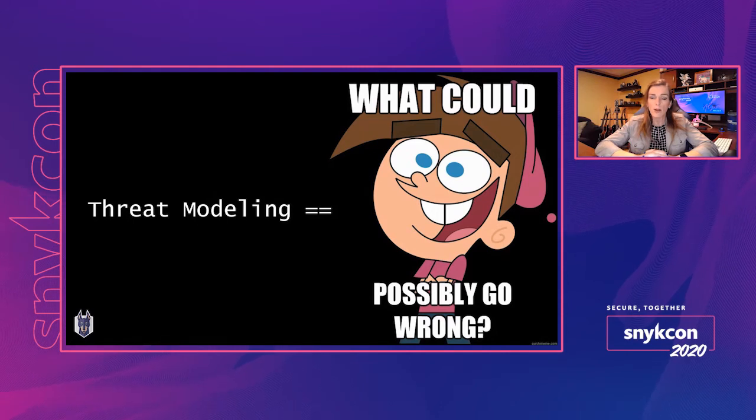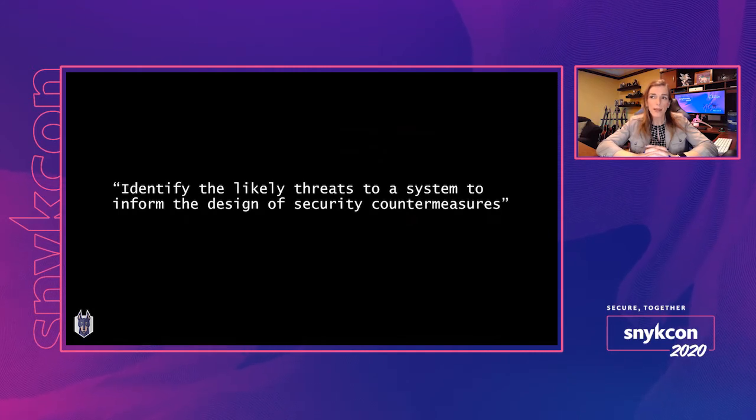We're trying to look at the system that we're developing and say, what are the things that could go wrong here and how do we address them? With that, and realizing that was really just the basic gist of it, I found this definition. Threat modeling is nothing more than identifying the likely threats to a system to inform the design of security countermeasures. Now, I found that in my own head. I had to write that because I couldn't find anything even close to this concise.